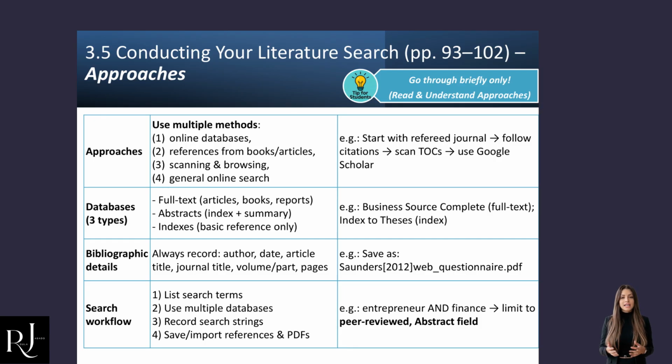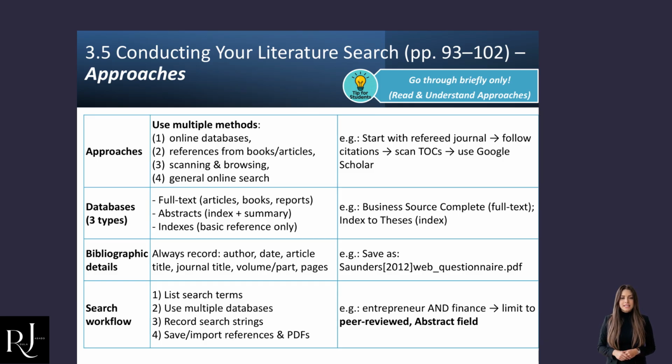Another useful approach is to scan tables of contents. For example, in a collection of academic journals related to your topic, quickly scanning the table of contents can help you spot potentially interesting articles at a glance. Additionally, you can use general tools like Google Scholar. Google Scholar is very convenient as it aggregates a vast amount of academic content from different sources across the web.